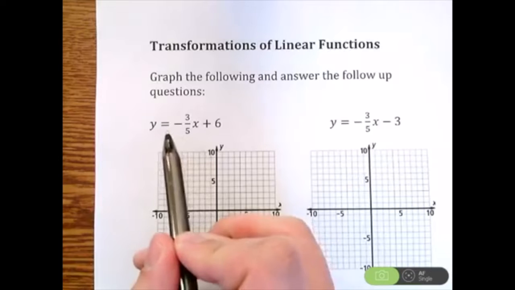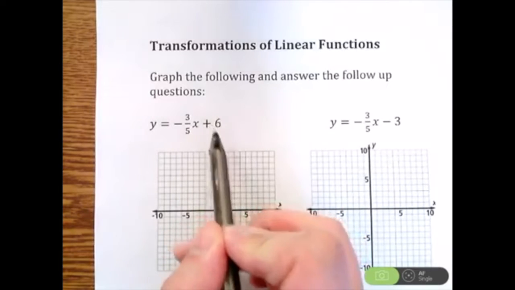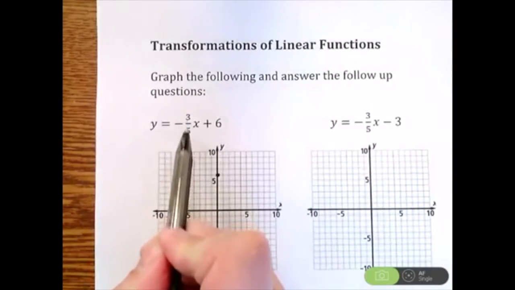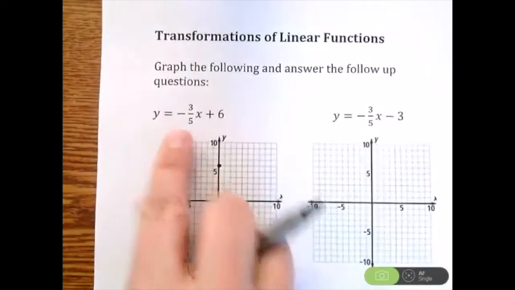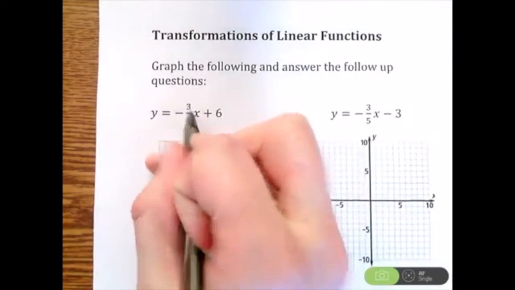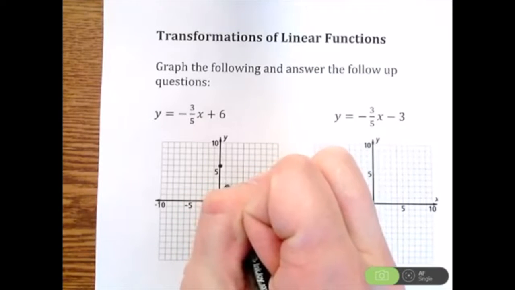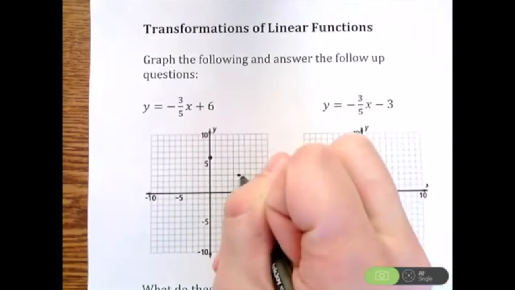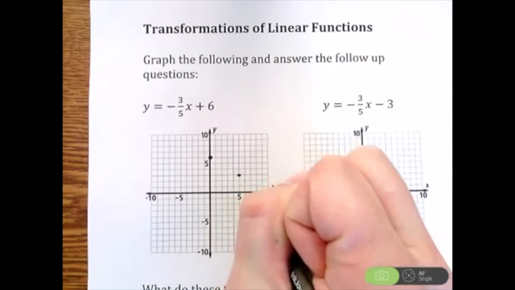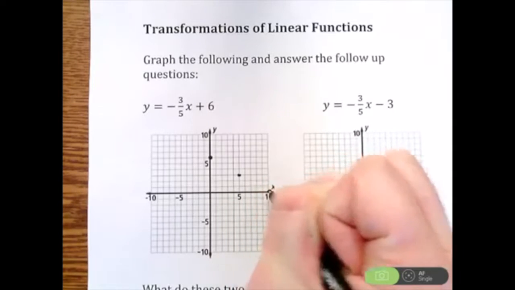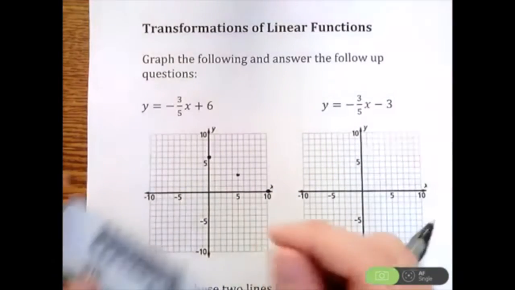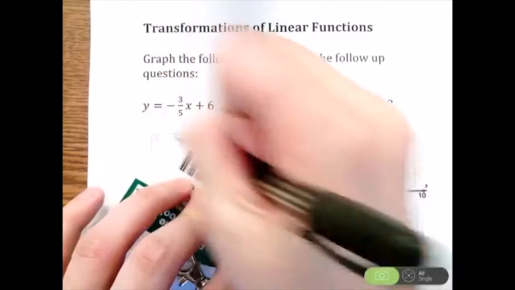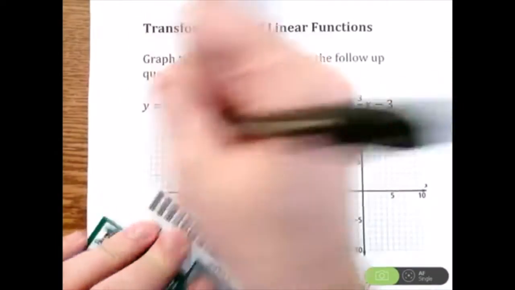Okay, so I have y equals negative 3 over 5x plus 6, which means my y-intercept is 6, so I'm going to put a point there. And my slope is negative 3 over 5, which means since it's negative, we want to be going down. So I'm going to go down 3 and to the right 5. We're going to continue that trend: down 3, over 5. Once we have a few points there, we can line up a straight edge and graph it. So there's my first line.